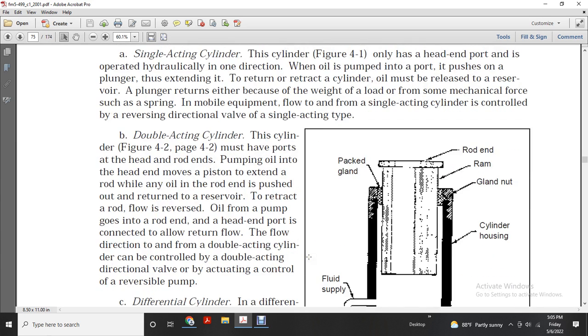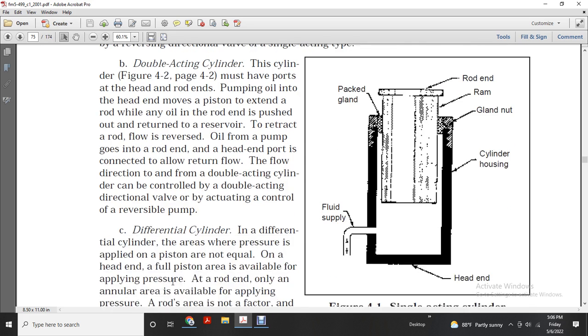Double-acting cylinder. The cylinder in Figure 4.2 must have two ports, at the head and rod ends. Pumping oil into the head end extends the piston and rod, with oil in the rod end pushed out and returned to the reservoir. To retract the rod, the flows reverse. Oil from the pump goes into the rod end, and the head end port is connected to the return. Flow direction to and from the double-acting cylinder is controlled with a double-acting directional control valve.